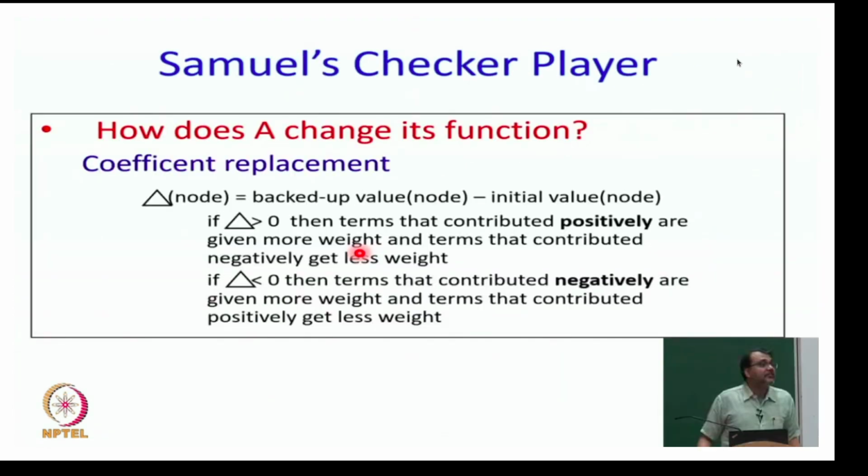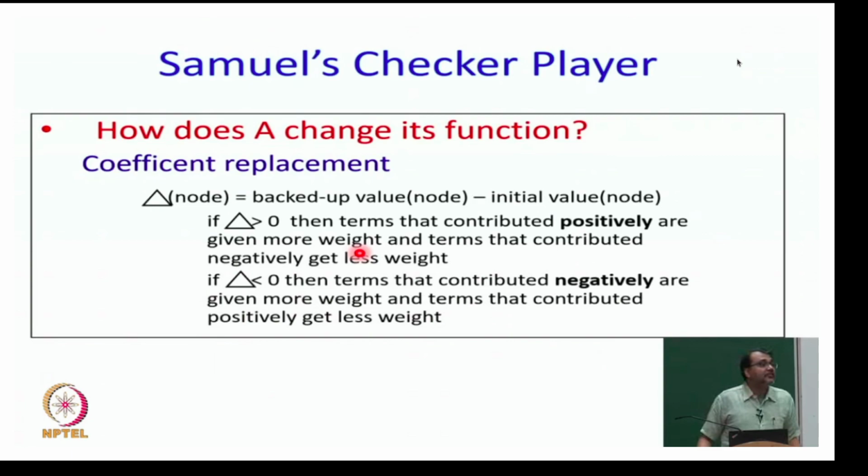Now, what about a similar checkers player? There is a kind of algorithm. What it says is how does A change its function. So let's understand Samuel's checker player. It is a kind of algorithm which says how you can do minimax over chess more effectively. So delta of node equals backup value of the node minus initial value of the node. What does that mean? Importance here, right?